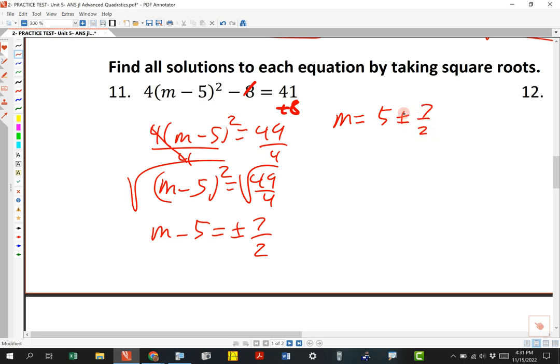Okay? So you could write the answer like that, but if the numbers are that simple, let's just go ahead and write down that one of the answers is 5 plus 7 over 2, and then the other one is 5 minus 7 over 2.